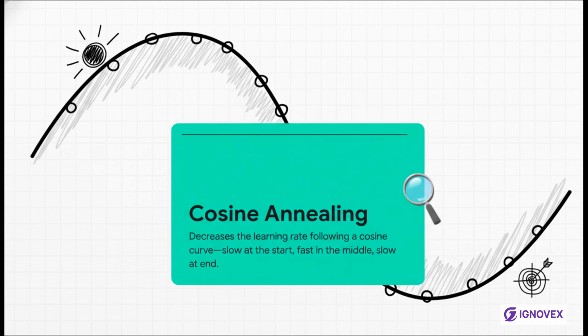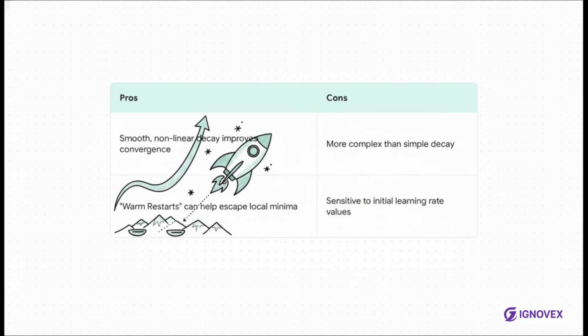Imagine the learning rate follows the gentle, swooping curve of a cosine wave. It starts high and decreases slowly. Then it speeds up its descent right in the middle of training, and then crucially, it slows down again for a really soft landing as it hones in on that final solution. This smooth, nonlinear path often leads to much better results. But here's an even cooler trick you can do with it: warm restarts.